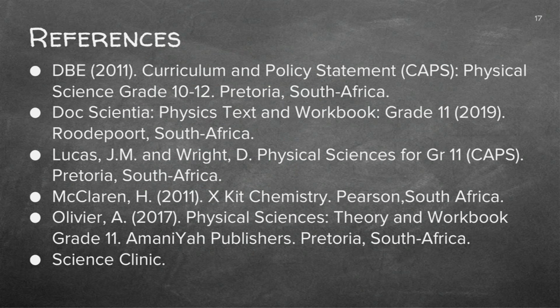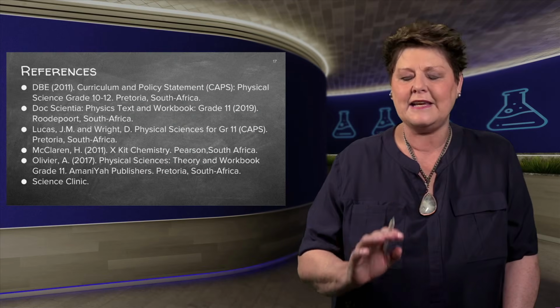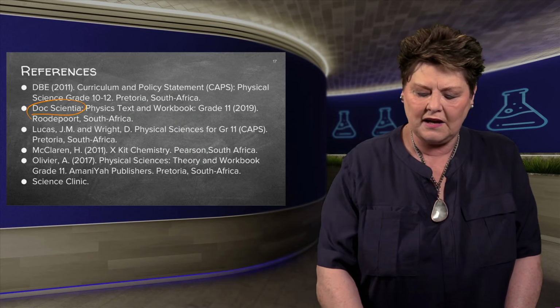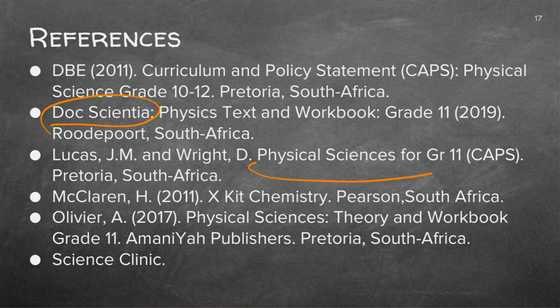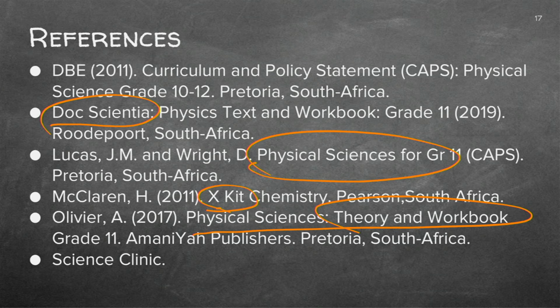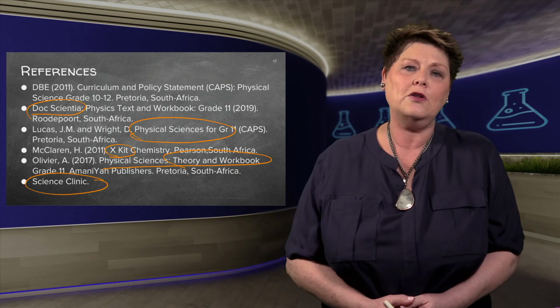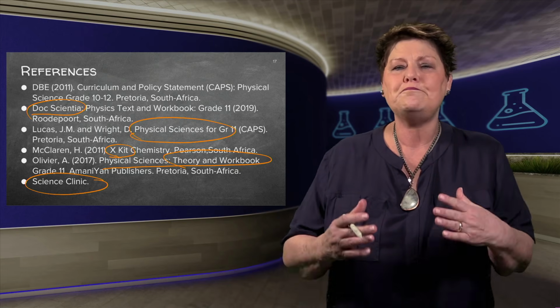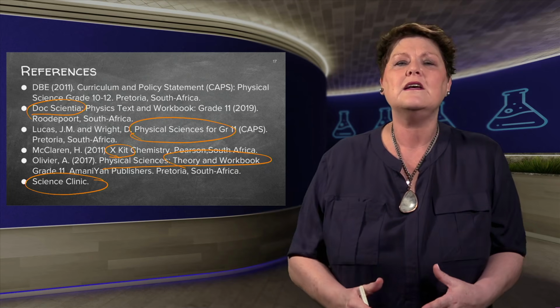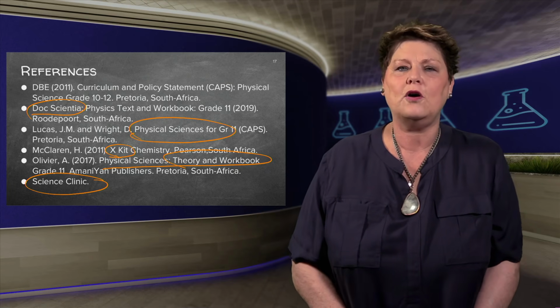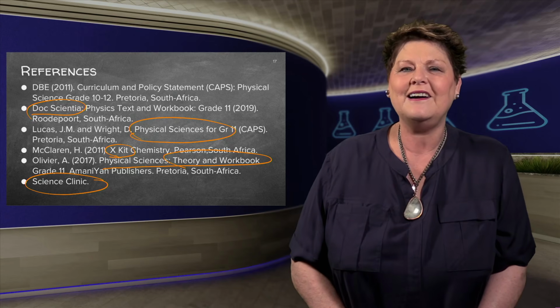So remember, you can have a look at any textbook. You'll see Doc Sienta, you will see the grade 11 physical sciences book, X-Kit, even the physical science theory and workbook, and even Science Clinic that's freely available on the internet. Find a book, practice, practice, practice until you really can do oxidation and reduction.